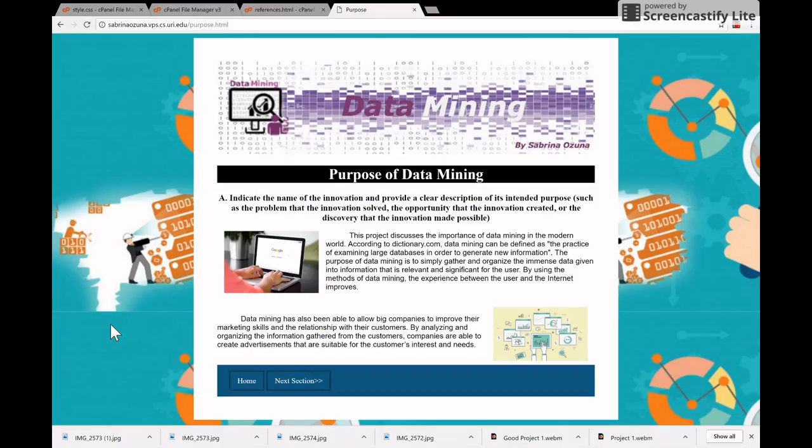Here is my purpose page. It just talks about the purpose of data mining and gives a clearer definition of what data mining is. The purpose of data mining is to extract information from a dataset and transform it into an understandable structure for further use. Therefore, understanding the purpose of the mining process is a matter of information.